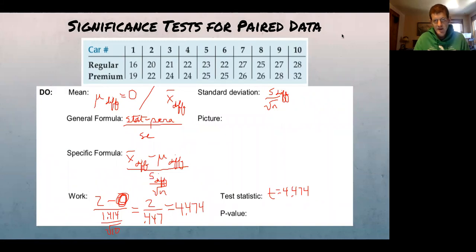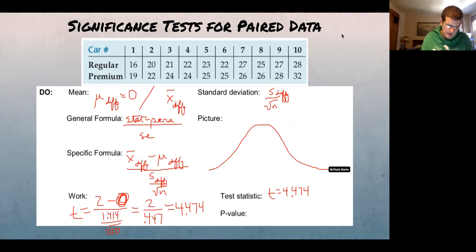Hopefully you had time to calculate this on your own and come up with the same number I got. And remember, because we're dealing with means, our test statistic is a t-statistic. So that means we're not dealing with a normal distribution, we're dealing with a t-distribution. If I have my mean right here, then I'm going to be 4.5 standard deviations away. There's 1, 2, 3, 4, 5. I'm going to be sitting somewhere about here.